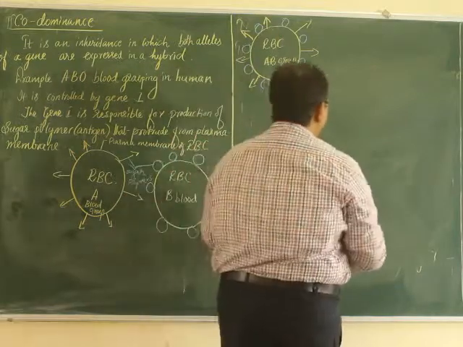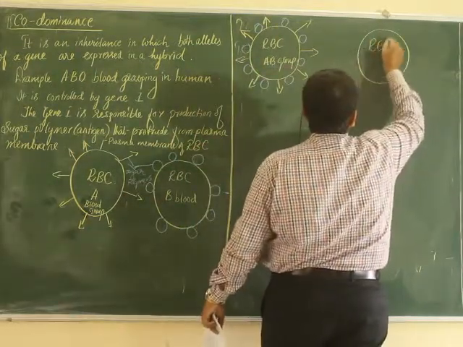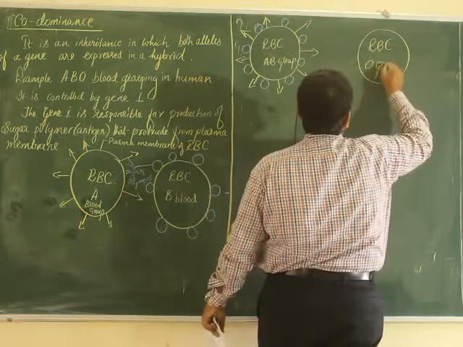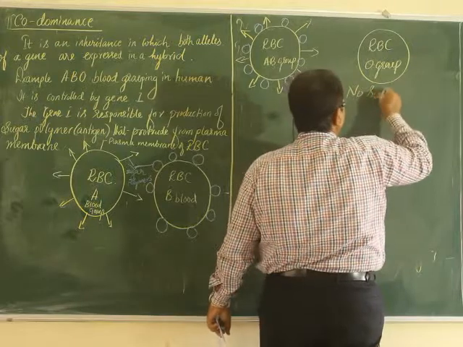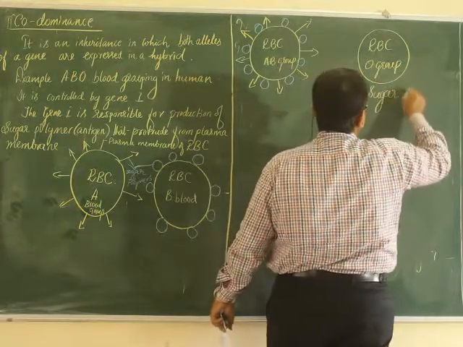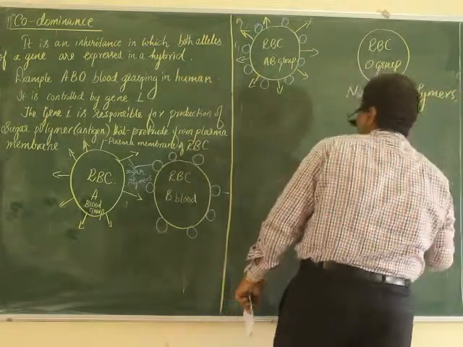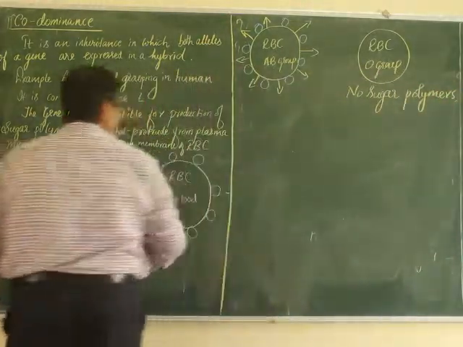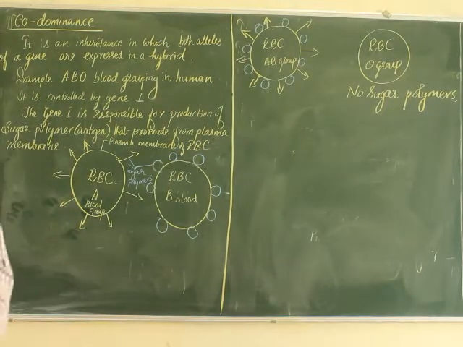Now, O group RBC: no sugar polymers. So there will not be any sugar polymers on the surface. This you should remember. So I'll continue this in the next class.